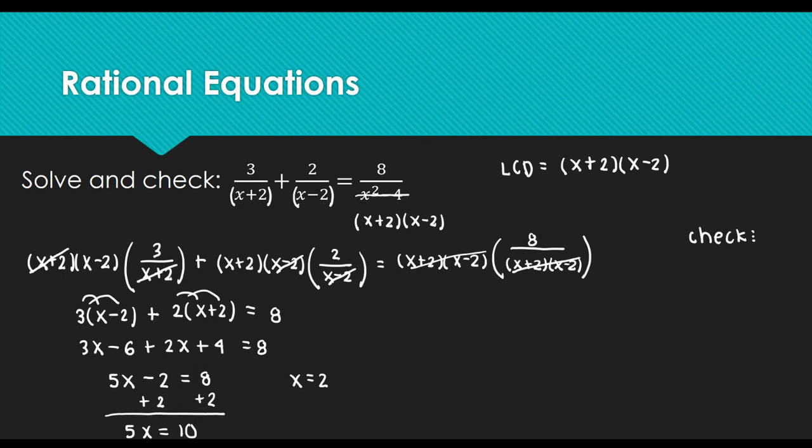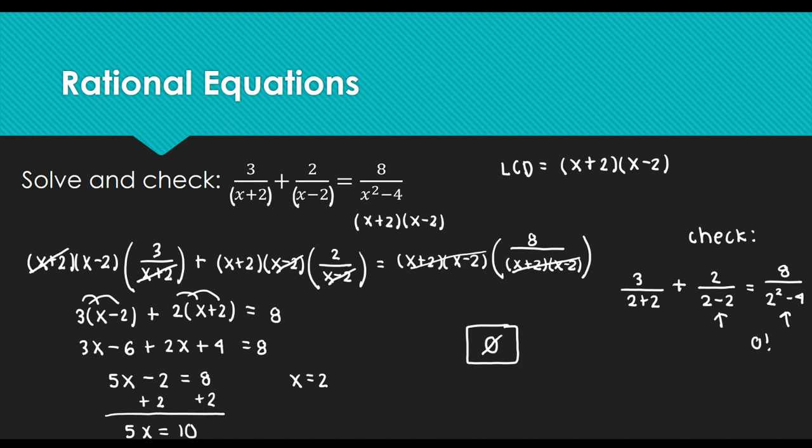So if I go back, I've got 3 over 2 plus 2 plus 2 over 2 minus 2. And that equals 8 over, I'm going to go back to the original, and I'm going to say that it's 2 squared minus 4. So notice that while the first denominator turns into 4, the second and the third denominators, those both turn into 0, which is something that I cannot have. And since x equals 2 was my only possible solution, I cannot circle it. Once again, it's not a solution, so I'm going to say that I have no solution, or in this case, the empty set.